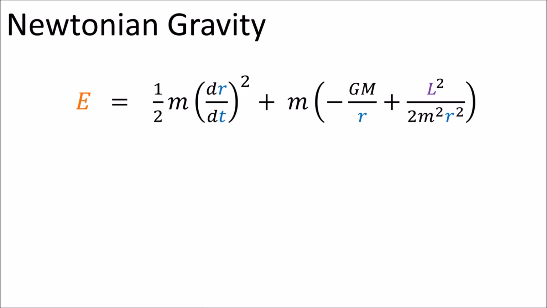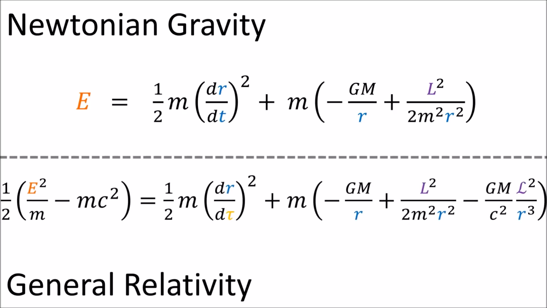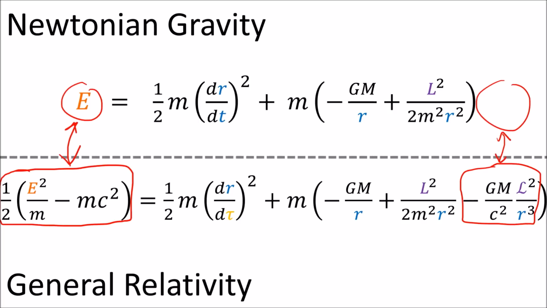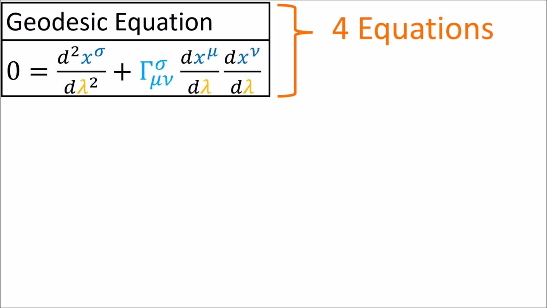For now, we're going to put this equation aside and derive the geodesics in our new theory of gravity, general relativity. We're going to find that the equation describing the orbit in general relativity is nearly the exact same as in Newtonian gravity, but with some slight changes. So our geodesic equation is actually 4 separate equations, one for each spacetime coordinate.